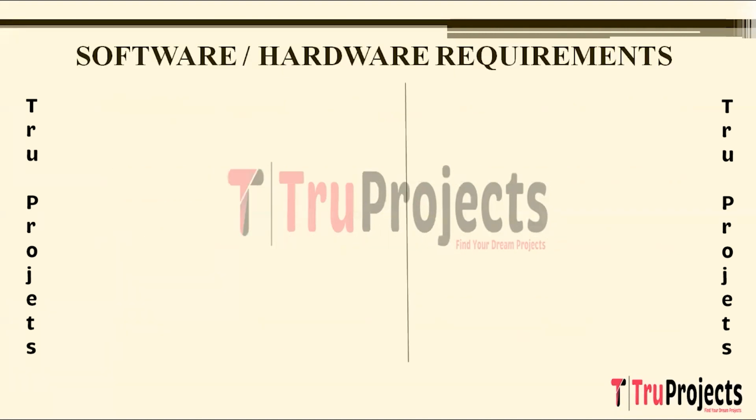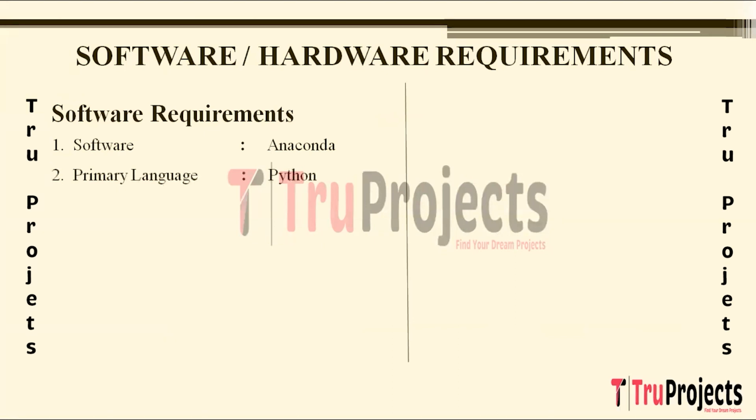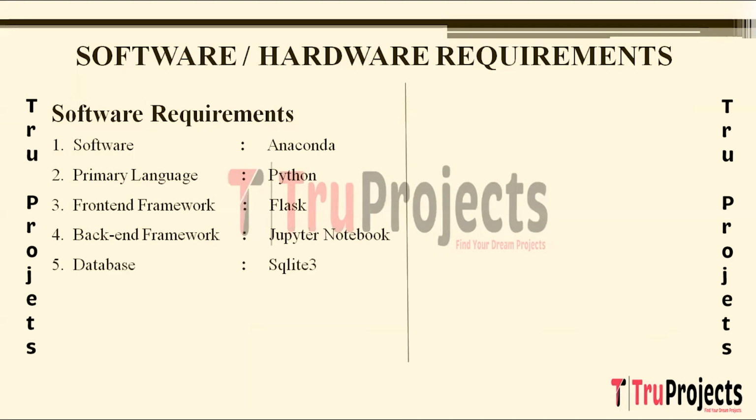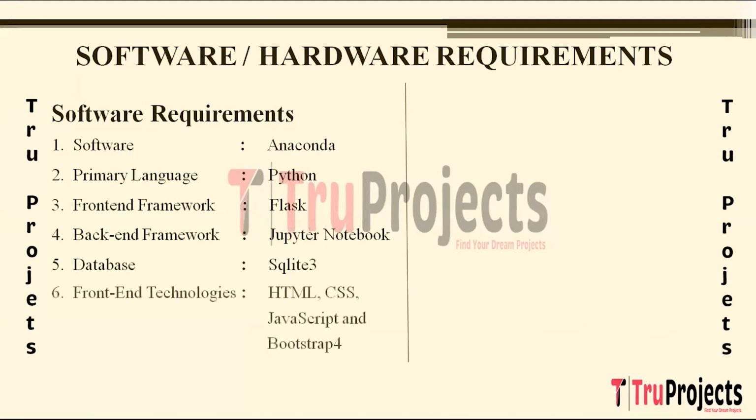So, requirements needed to execute this project are software requirements. Software needed is Anaconda. Primary language used is Python. Front-end framework used is Flask. Backend framework used is Jupyter Notebook. Database used is SQLite 3. And front-end technologies used are HTML, CSS, JavaScript, and Bootstrap 4.